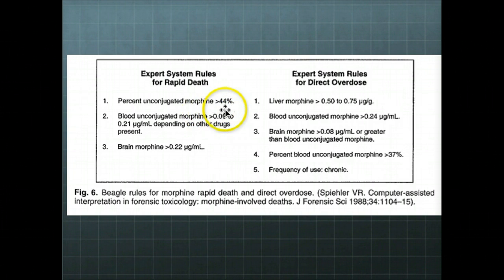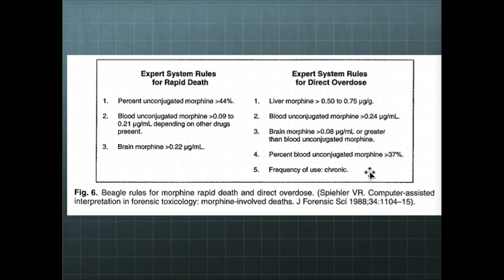Percent unconjugated morphine is greater than 44% in a rapid death. Blood unconjugated morphine is greater than 0.09 to 0.21 micrograms per milliliter, depending on other drugs present, in rapid death. Brain morphine is greater than 0.22 micrograms per milliliter in rapid death. And then all these are associated with direct overdose. Liver morphine is greater than 0.5 to 0.75 micrograms per gram of liver tissue. Blood unconjugated morphine is greater than 0.25 micrograms per milliliter. Brain morphine is greater than 0.08 micrograms per milliliter or greater than blood unconjugated morphine. Percent blood unconjugated morphine is greater than 37%. Frequency of use, chronic. So this figure shows the rules that have been developed.